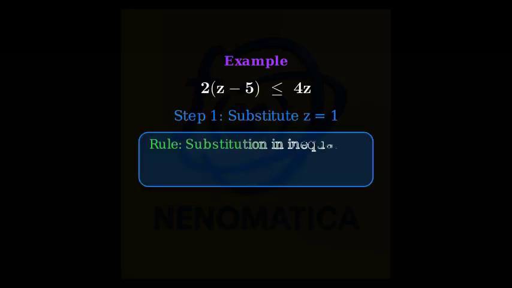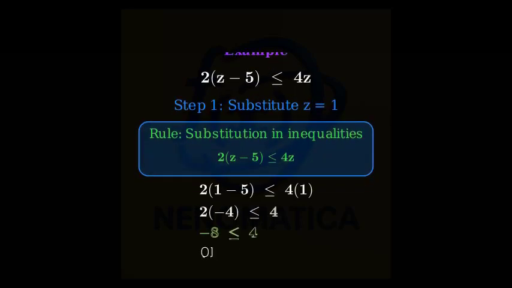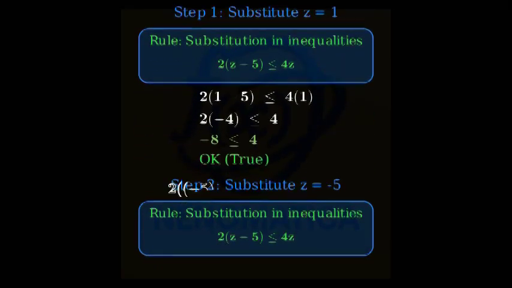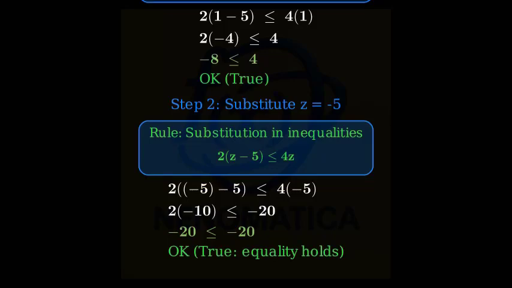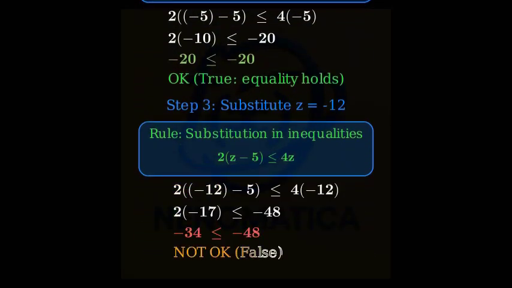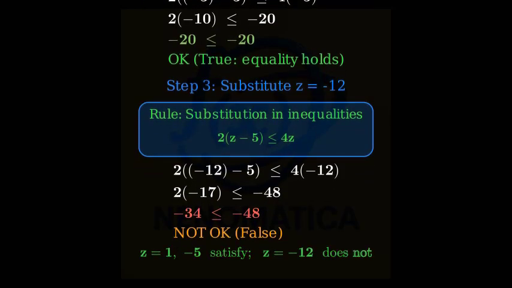Step 1. Substitute z equals 1 and simplify to check truth. Step 2. Substitute z equals -5 and simplify. Step 3. Substitute z equals -12. Watch the comparison carefully. Conclusion for the inequality checks. z equals 1 and z equals -5 satisfy the inequality, while z equals -12 does not.